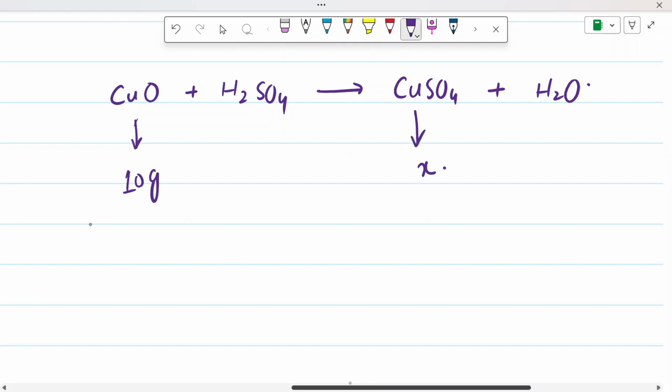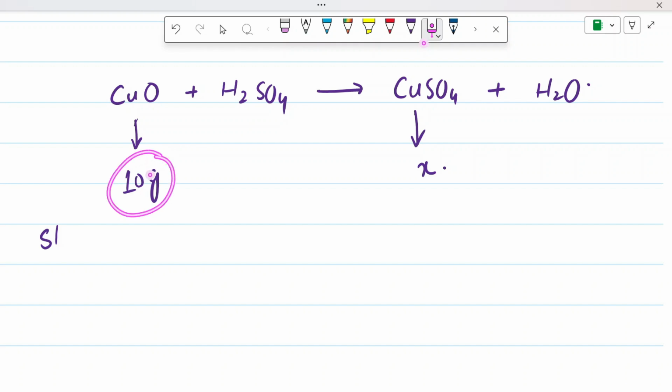Right. So step 1, always start your question by analyzing what is being asked and what you need to find out. In this statement the examiner is asking that if you're given 10 grams of this, then what mass of this will be produced. So always start your working from whatever data is given to you. The examiner has given you 10 grams of this, so start your working from here. Step number 1, we'll look for the moles.